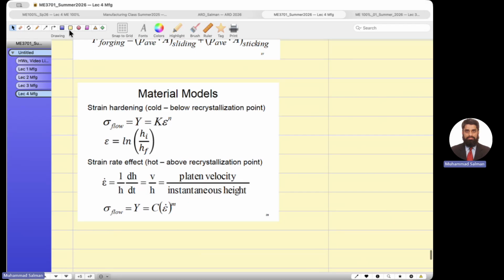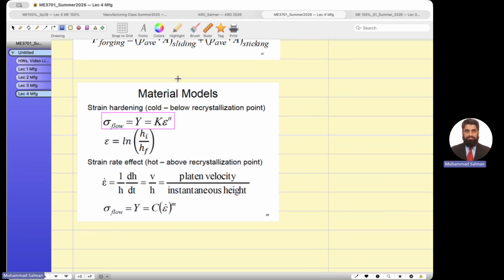And this is the first lecture. You remember, this is the power law for the plastic deformation. Sigma equals K times epsilon to the n. Y stands for yielding. Sigma flow is also the yielding stress. Epsilon equals ln of h_i over h, this is the true strain.